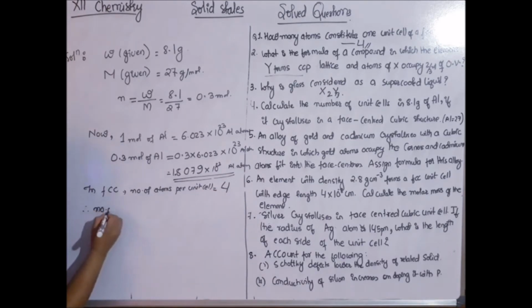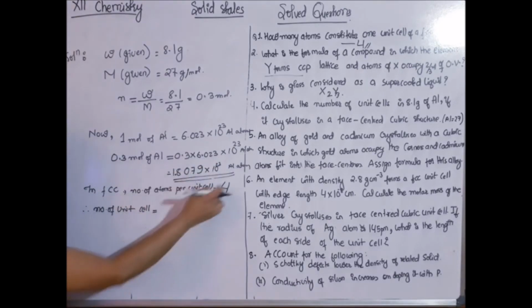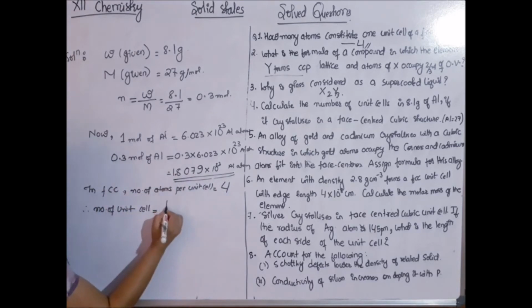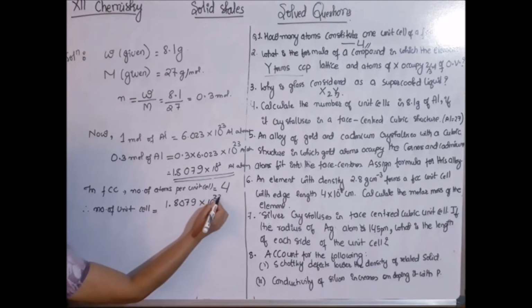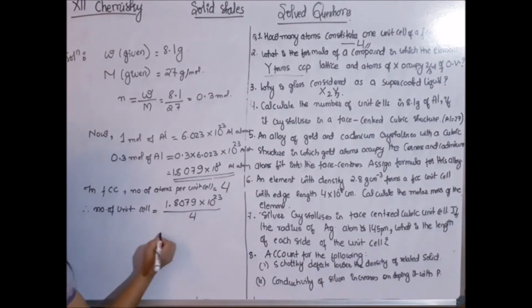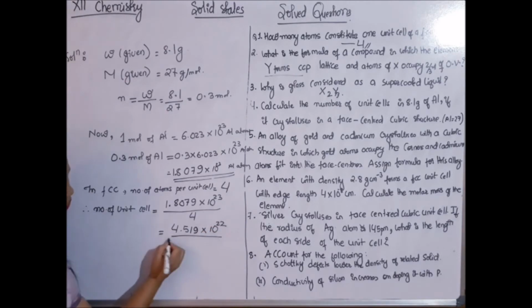Therefore, number of unit cell in this mole कति हुन्छ? Will be equal to तिम्रो total 80 number छ भयो, each unit cell मा 4 छ भनेपछि हाम्रो total unit cell आउँछ total number, okay, divided by 4. So कति आउँछ? If you divide it by 4, so 4.5, okay, 19 into 10 to the power 22. So this is the answer.